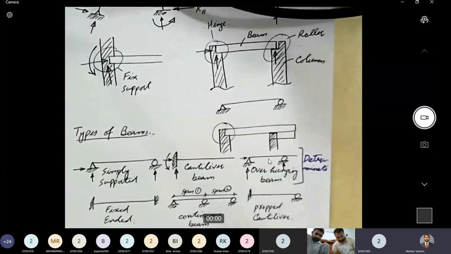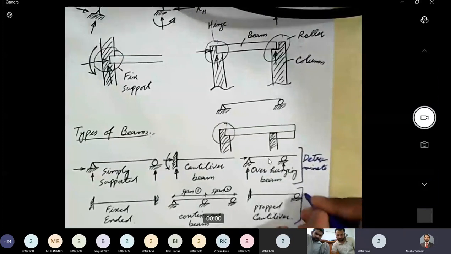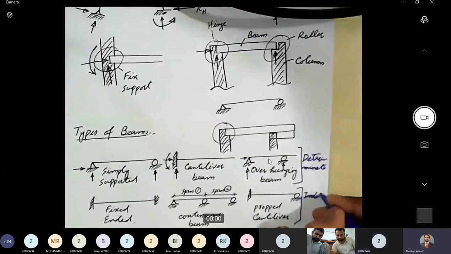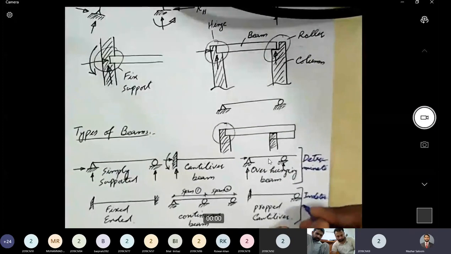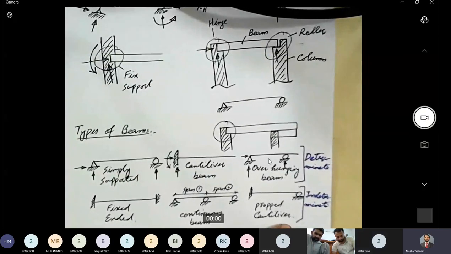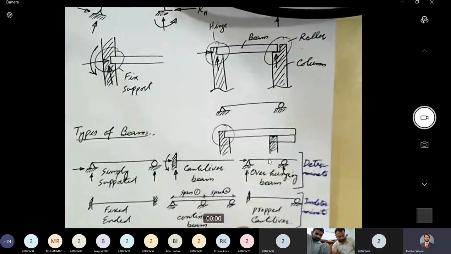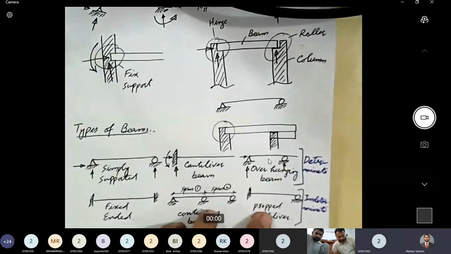These are determinate beams, and these three beams are indeterminate beams. Determinate beams and indeterminate beams. Now, what are determinate and indeterminate beams? Determinate beams are the ones... Yes, any question?